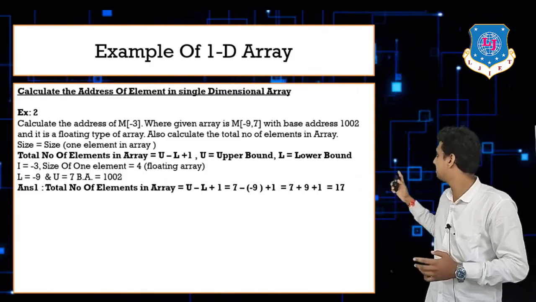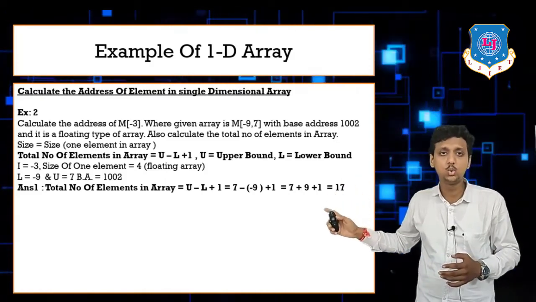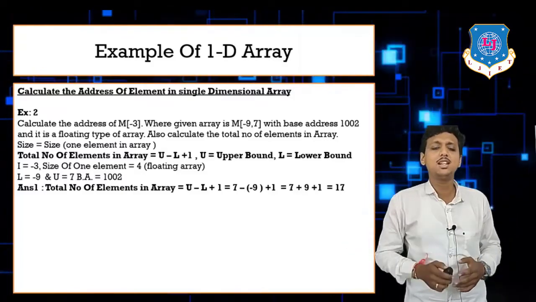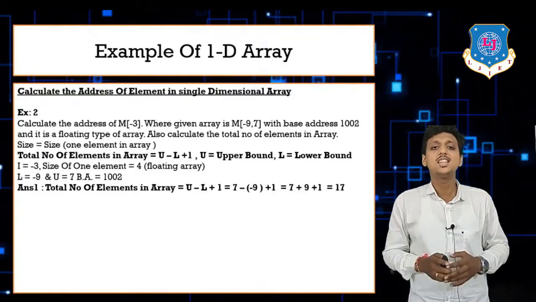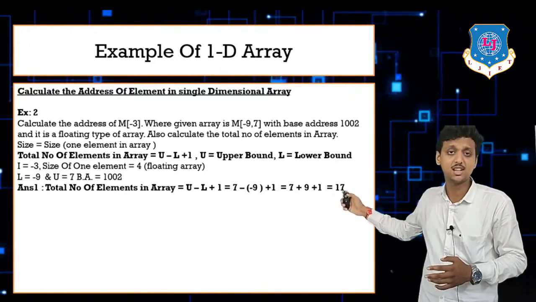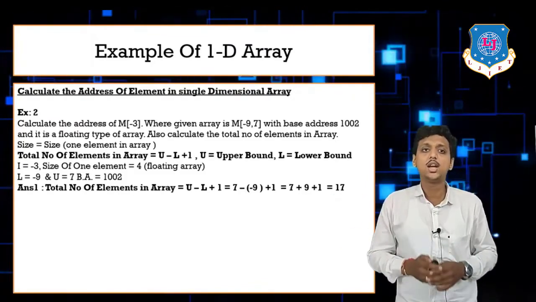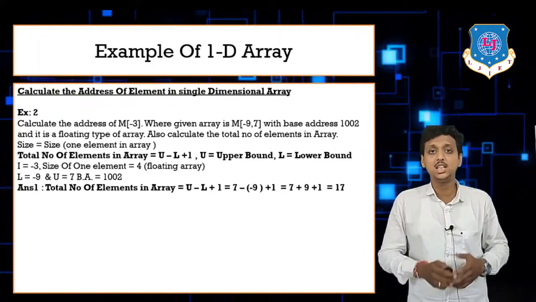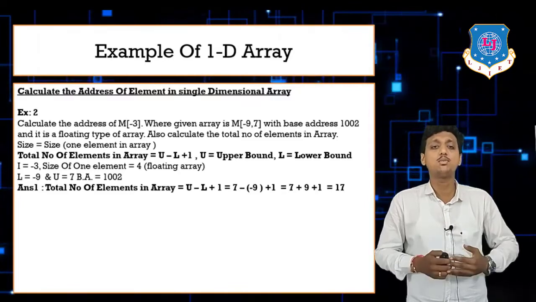U minus L plus 1, which is equal to 7 minus (-9) plus 1. It becomes 17. So here you can see that there are 17 elements. Fine. I is equal to, what do you mean by the I? I is equal to -3 because we need to find the address of m of -3.